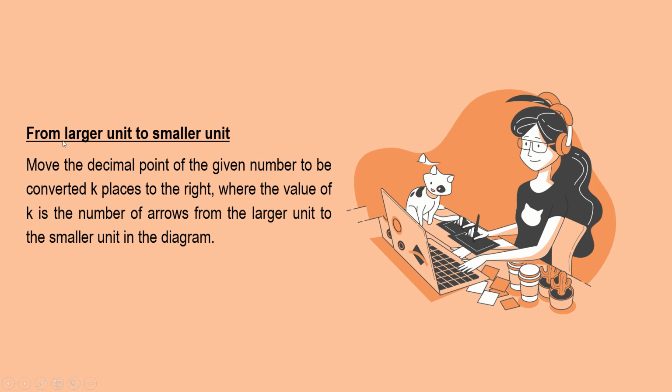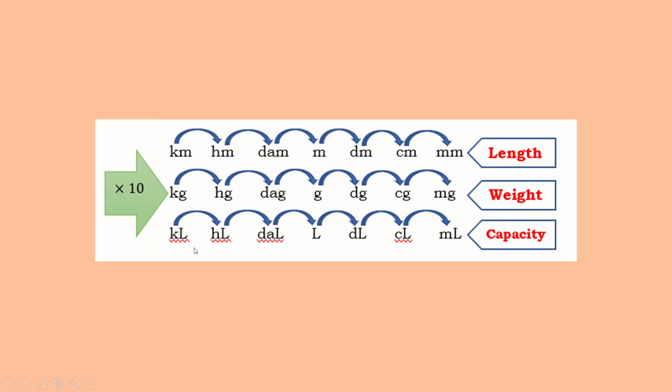So take note, from larger unit to smaller unit, you have to move the decimal point of the given number to be converted k places to the right, where the value of k is the number of arrows from the larger unit to the smaller unit in the diagram. For example, if you have the larger unit, which is the kilometer, and you have to convert it to meter. So kilometer is your larger unit and meter is your smaller unit. Always remember, from larger to smaller, you have to move going to the right.